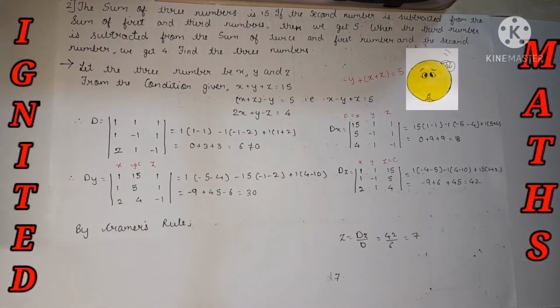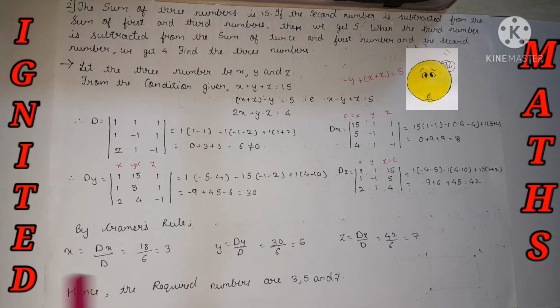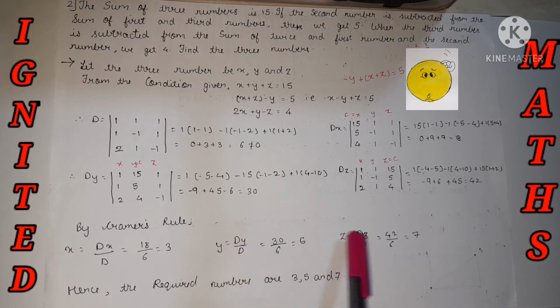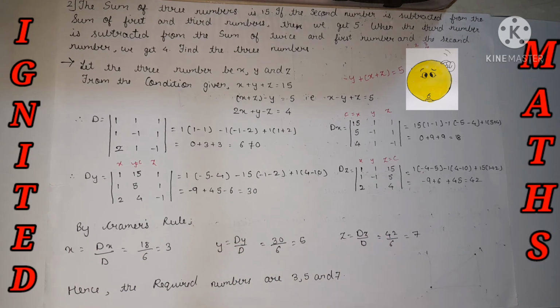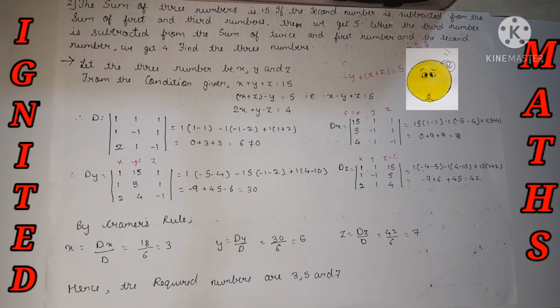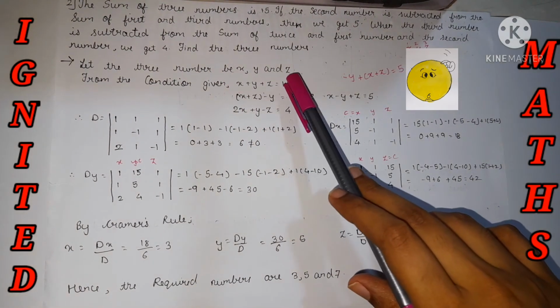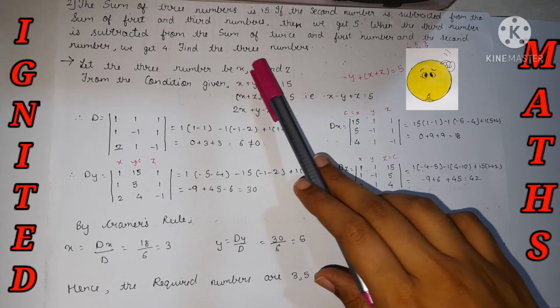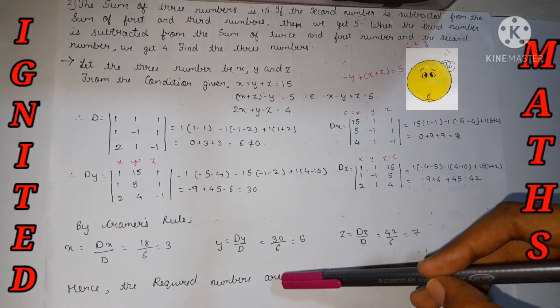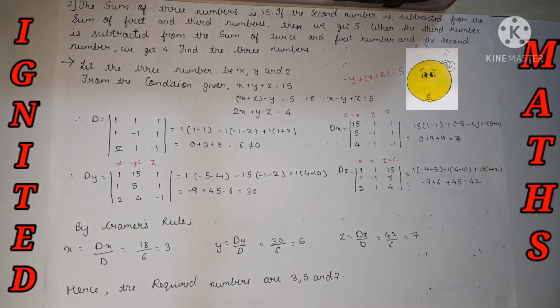Just put the formula of Cramer's rule, that is x is equal to Dx by D, y is equal to Dy by D, z is equal to Dz upon D, and we will be getting the values of x, y, z, that is nothing but 3, 5 and 7. We have done with it. The question asks us to find the three numbers. We have already substituted the three numbers as x, y, z, so the values are 3, 5, 7.